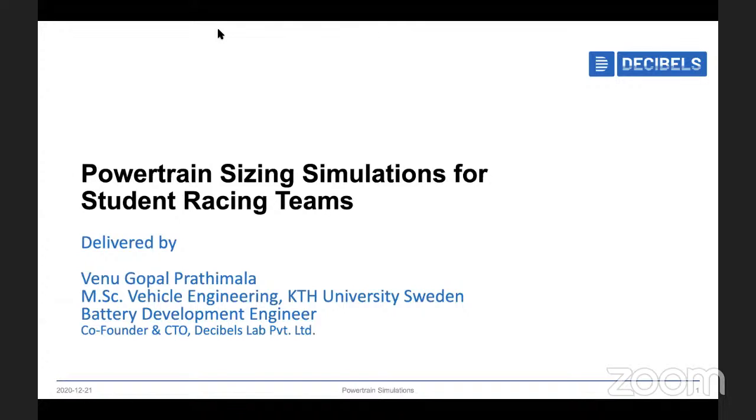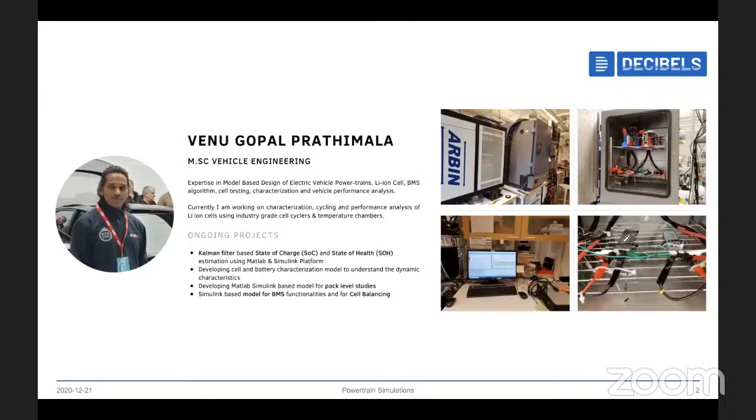So today's main session is on powertrain sizing simulations for student racing teams. About myself, I'm Venugopal, currently pursuing my master's at KTH Royal Institute of Technology, and I'm working on powertrain simulations. I have expertise in model-based design of electric vehicle powertrains and hybrid electric vehicle powertrains, and have been developing simulation models for lithium-ion cells and BMS algorithms. I also got the opportunity to test the cells which are used for formula applications.